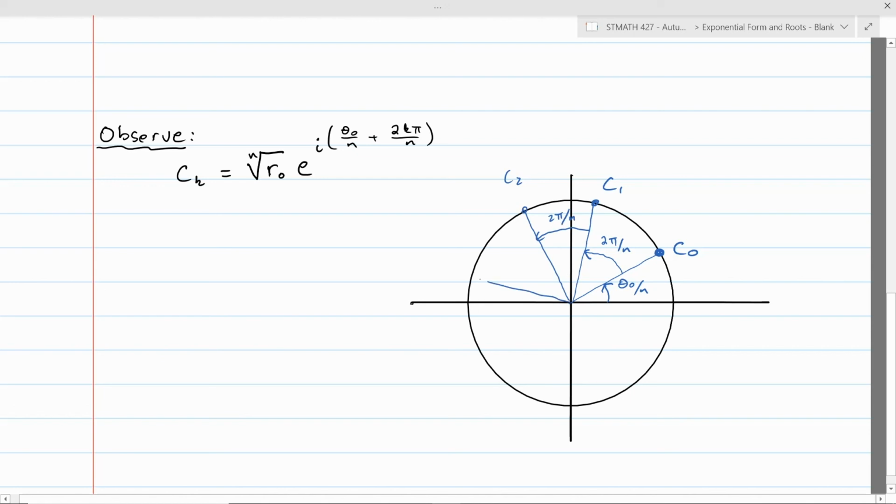c3 would be here, another 2 pi over n. And if you do this enough, you eventually come all the way back around, right? Dot, dot, dot. And because the angle is 2 pi over n, there's got to be exactly n of these things going around. There'll be one last one right here, c n minus 1. And when you go from c n minus 1 to c0, that angle is 2 pi over n. So that's how the roots of a complex number are spread out on a circle, and the radius of this circle is the nth root of whatever r naught is.